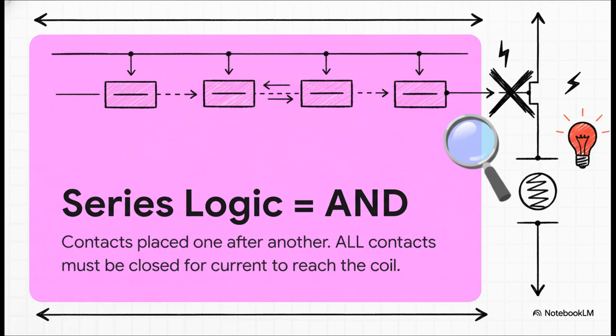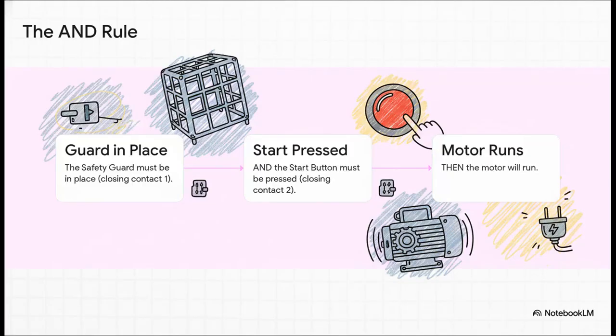It's like a chain. For power to get from one side to the other, the first contact and the second contact and so on must all be closed. If even one of them is open, the chain is broken and nothing happens. A perfect real-world example is a safety guard on a big machine.